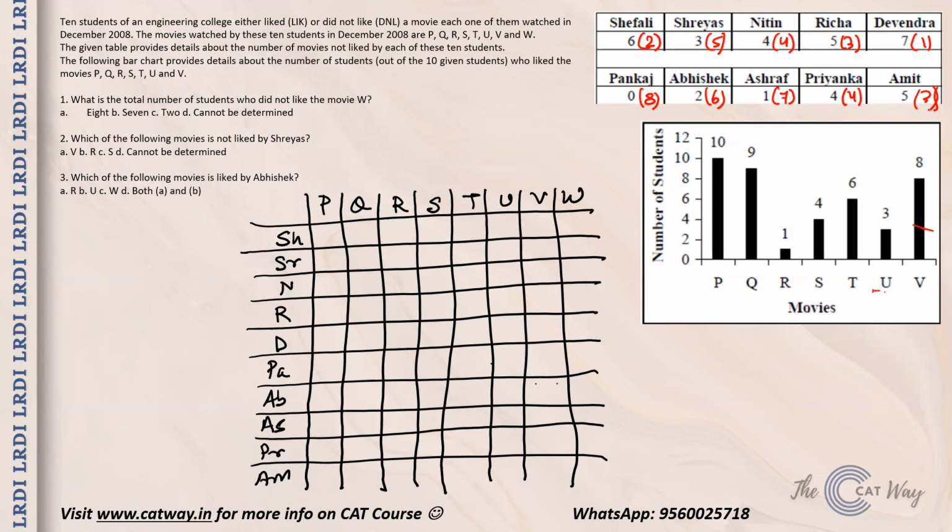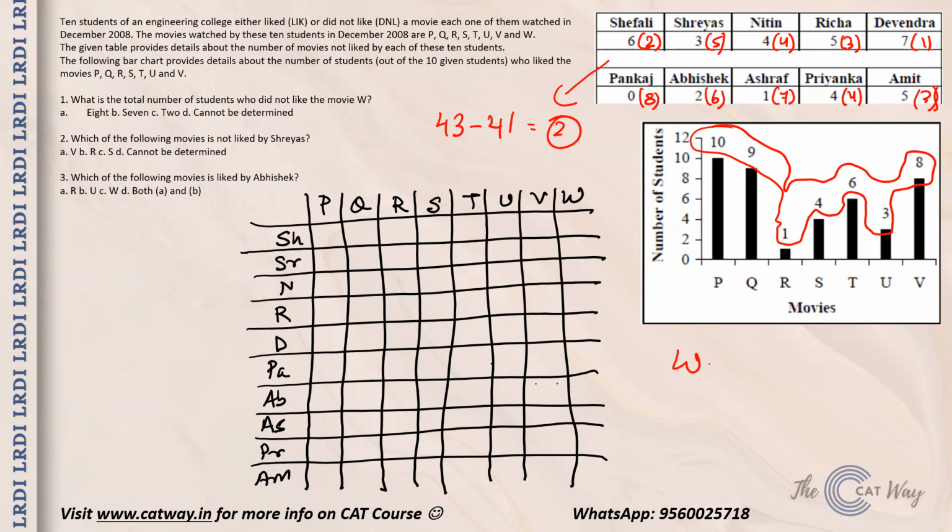Now guys, the first question asks what is the total number of students who did not like movie W? Okay, what is the total count of the movies liked by these people? It is 43. Whereas the total count of the movies for which the data is available to be liked is 41. That means the data of W is missing. That means there are 2 people who liked W and 8 people who did not like W. So option A, 8, will be the right answer for this.